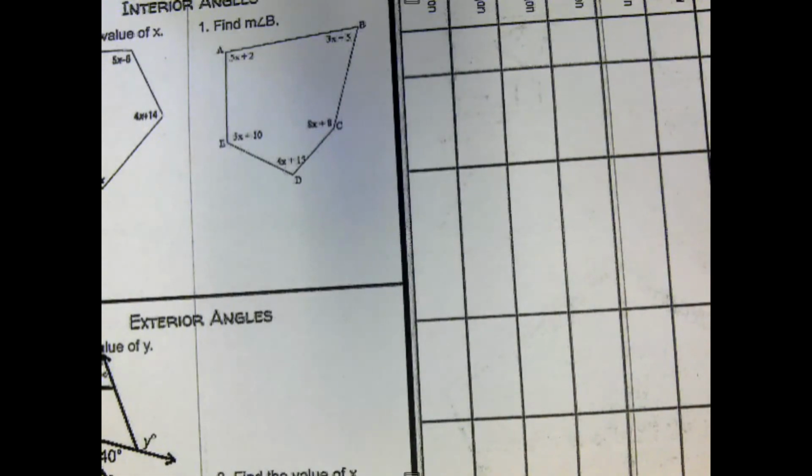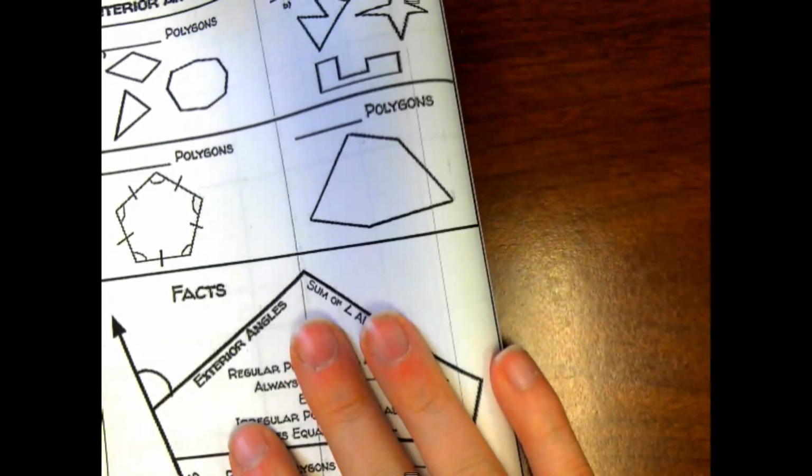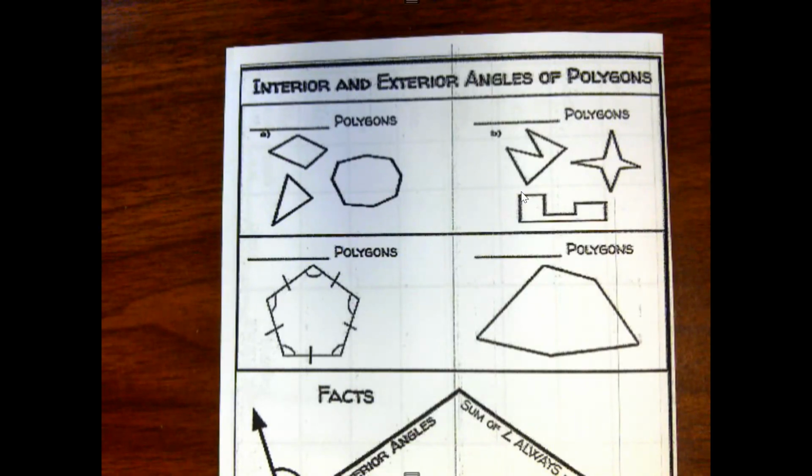We're beginning our unit on quadrilaterals by talking about some rules concerning polygons. So you're going to fold this over and we'll start on this side. So first, some definitions and explanations.